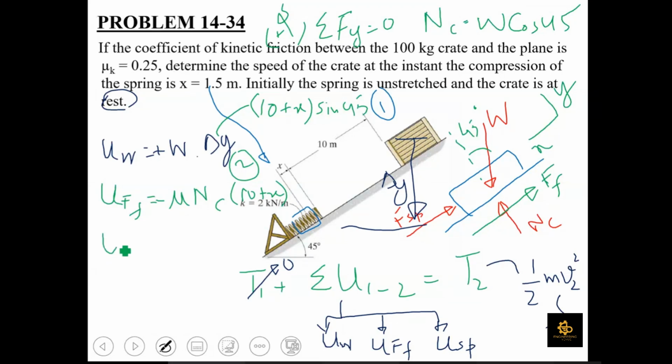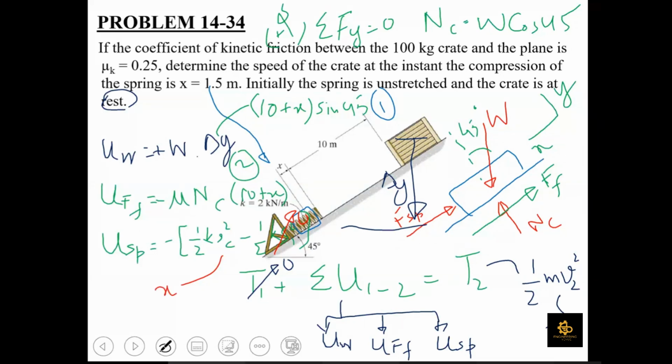Yes, sir. Okay, now coming to the third term, which is work done due to spring force. By formula, it is minus half k S2 square minus half k S1 square. What should be the value of S1 at position 1? Is the spring being displaced from its unstretched position? No, sir. 0. So this S1 is going to be equal to 0. What about S2? 1.5. It is going to be x, which is 1.5.